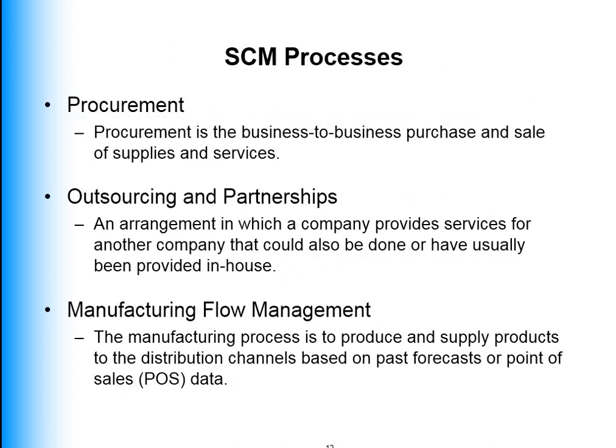So we have procurement. Procurement is a business to business purchase and sales of supply and services. So most companies do have an e-procurement system for their procurement. This is a way of doing business with other businesses. For instance, we actually sell equipment to Del Monte, a machinery to produce their pineapple juice. So we are a business selling machines, and Del Monte is a business producing juice.